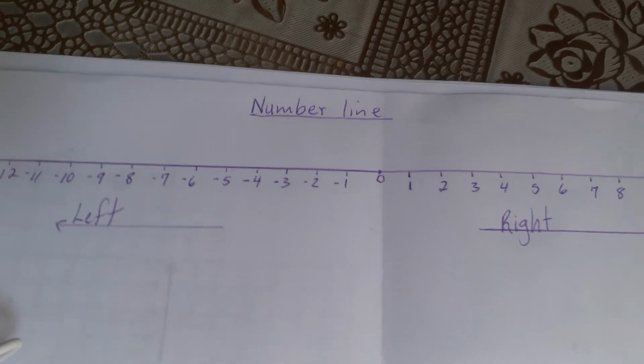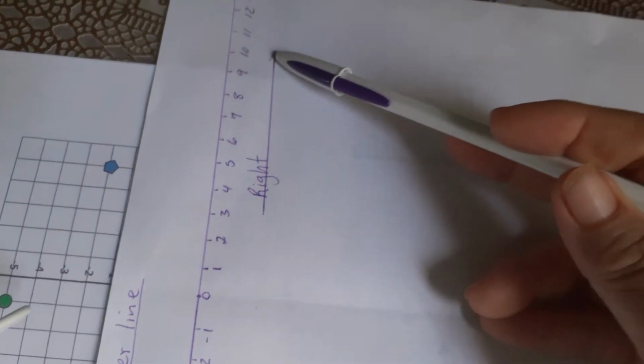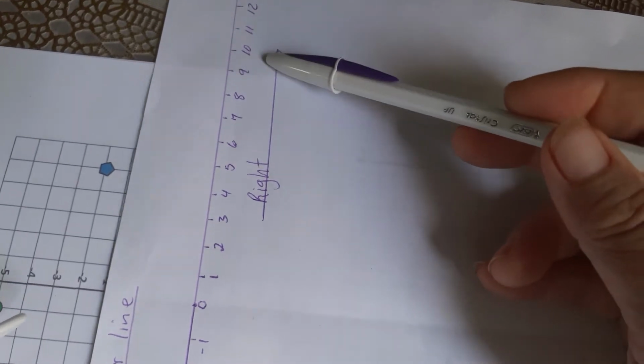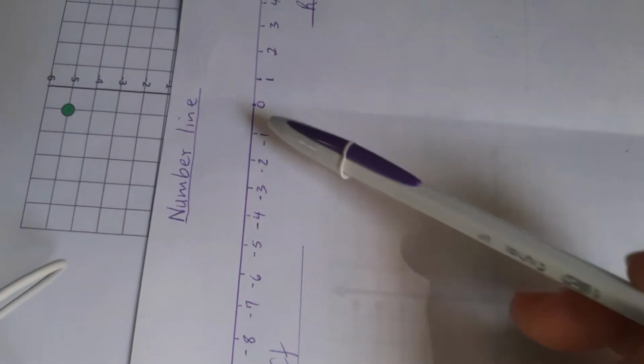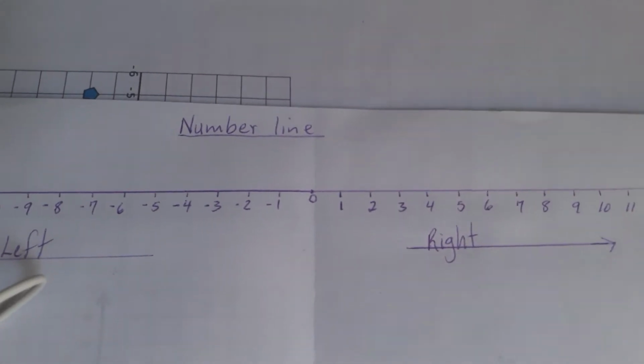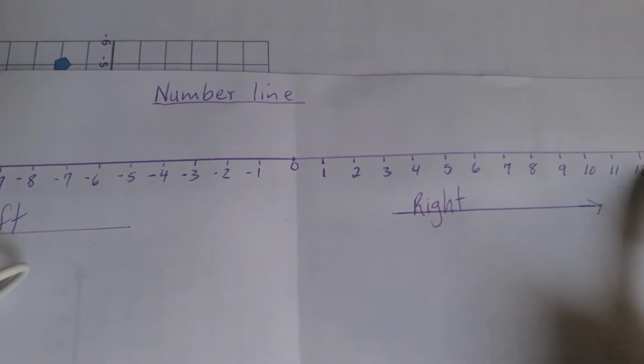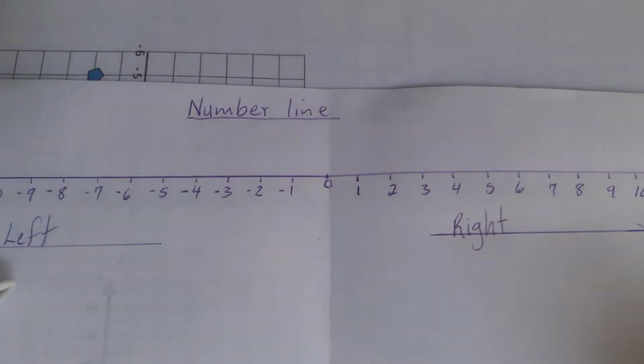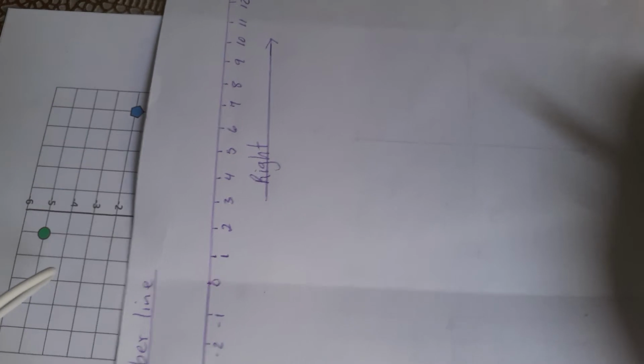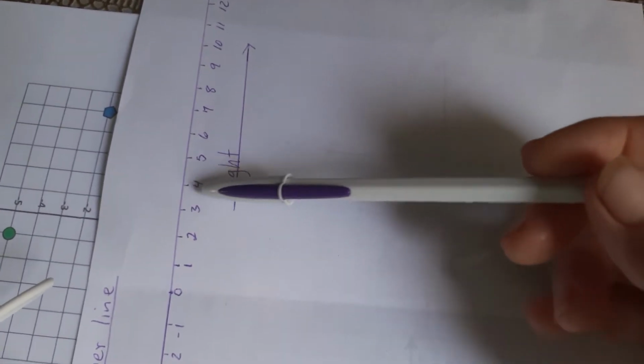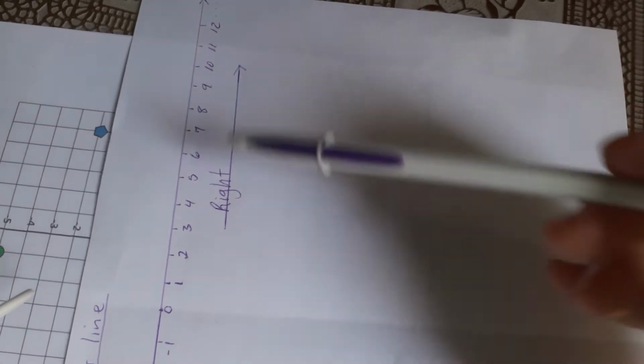A number line can also be drawn this way, vertically, okay? And the numbers going up above the 0 are called positive numbers, and the numbers below the 0 are called negative numbers. So bear that in mind. A number line on the right, it's positive numbers. On the left, negative numbers. And if it's vertically, up and down, the numbers above the 0 are positive. The numbers below the 0 are negative.